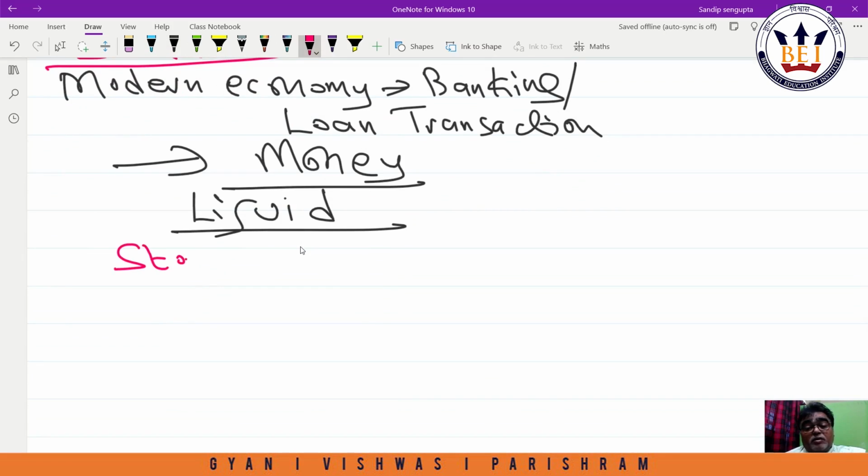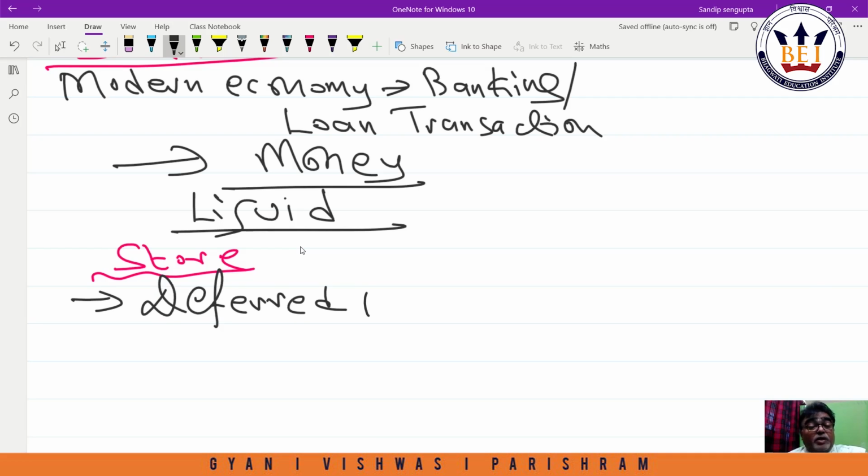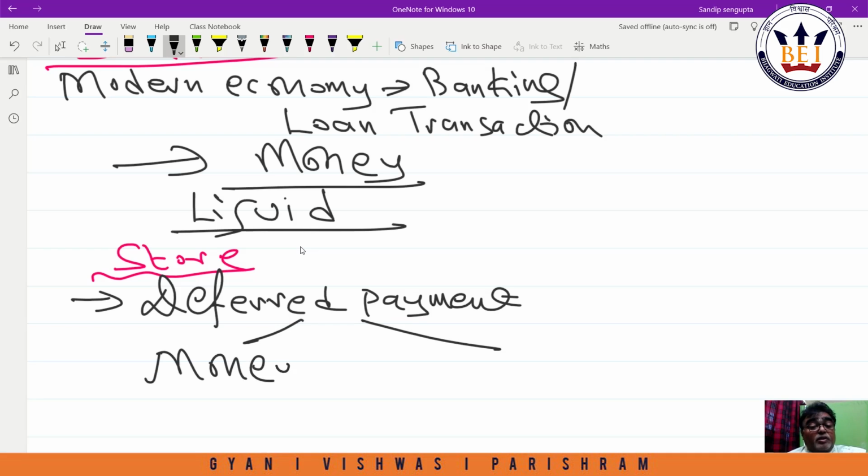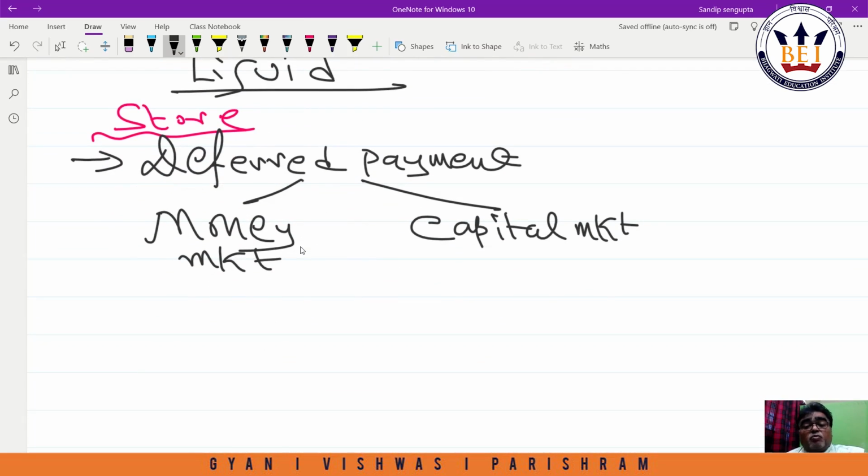And the fourth one is store. Initially, the problem of the barter system was storing, but that problem is sorted out by money. How? Because all deferred payment can be made possible by money. More specifically, there are two types of market: one is called money market, another is called capital market. But these are the instruments, and these instruments can only be operated with the help of money.